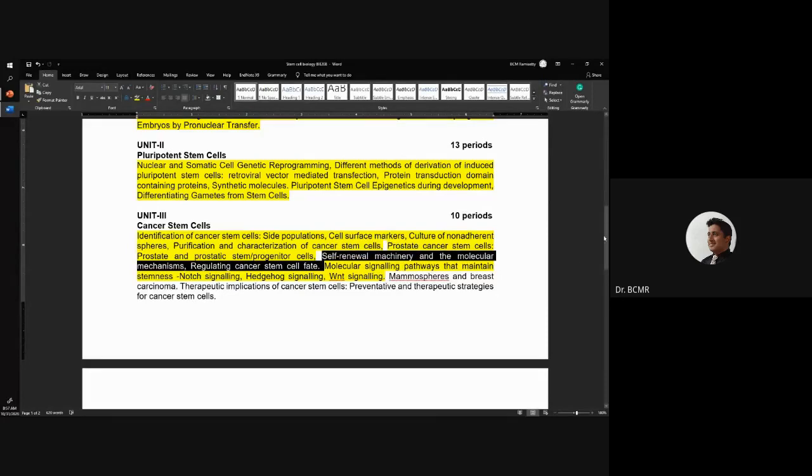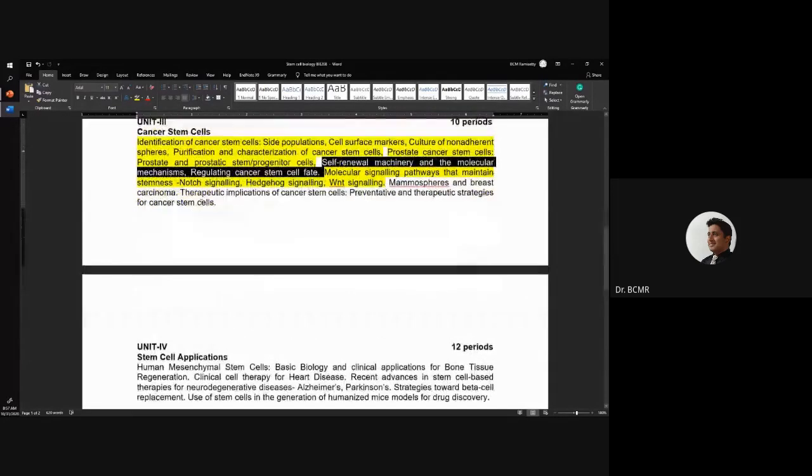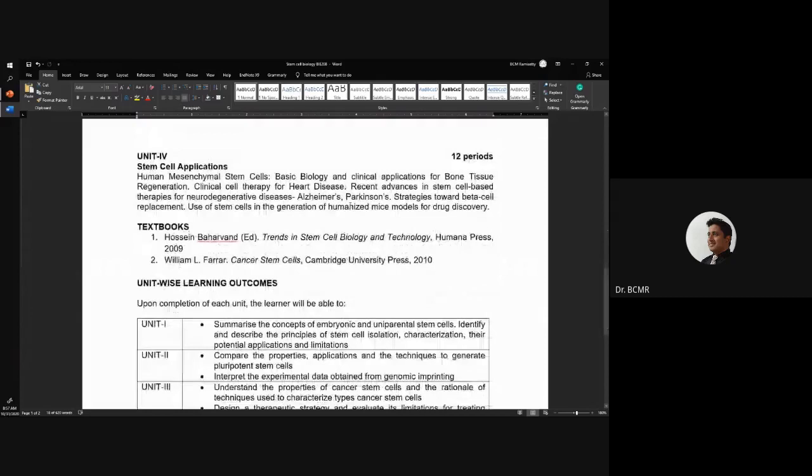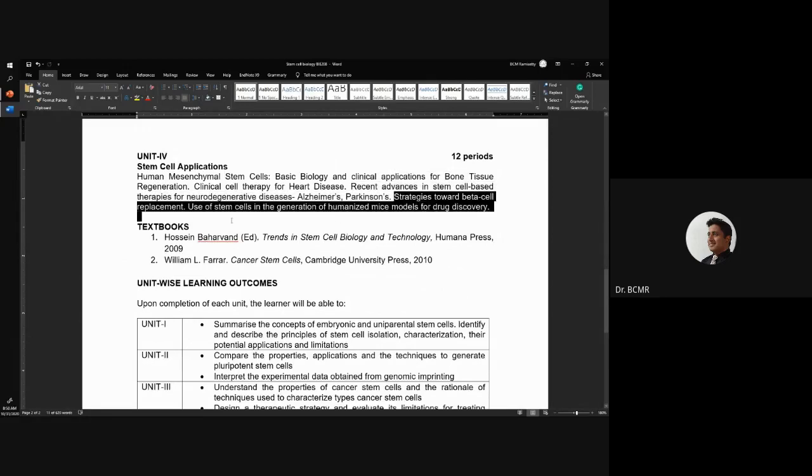Yeah. Then we finished melanoma and the signaling pathways. We have two lessons in third unit. That will be breast cancer and then the therapeutic applications or strategies. And after that, we have fourth unit about mesenchymal stem cells, cell therapy for heart diseases and neurodegenerative diseases, Alzheimer's and Parkinson's, and then strategies for beta cell replacement. And the final one is humanized mice models.